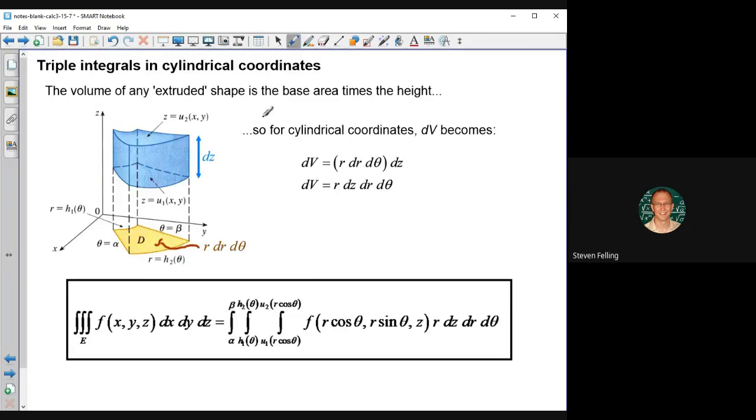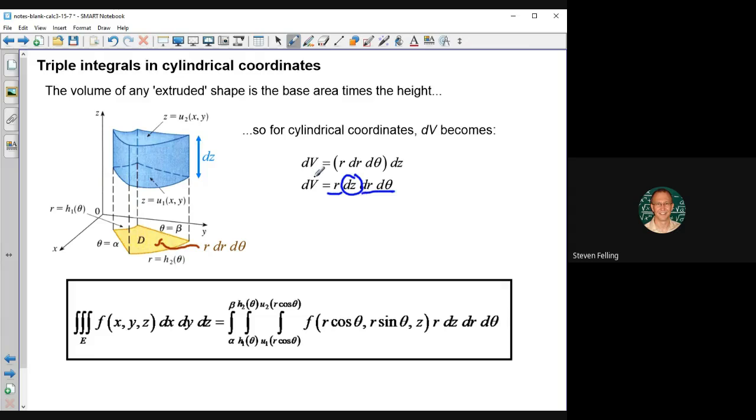All right. You can take the volume element of any extruded shape. We know it is the base area times the height. So we said it's like saying r d theta times an extra element for the height to make it a volume, right?